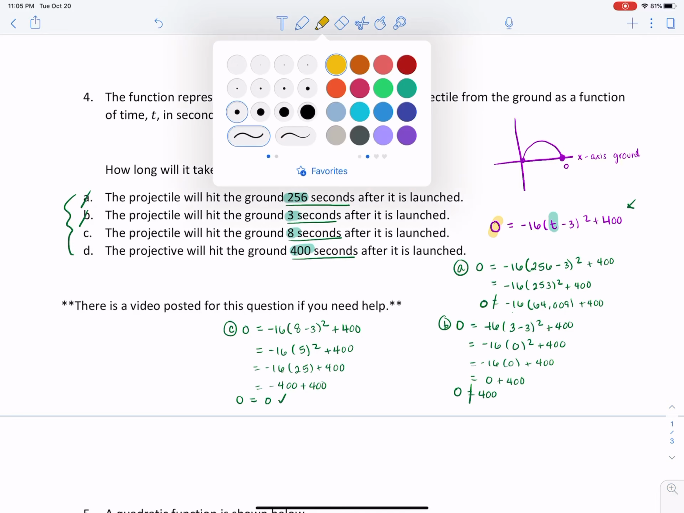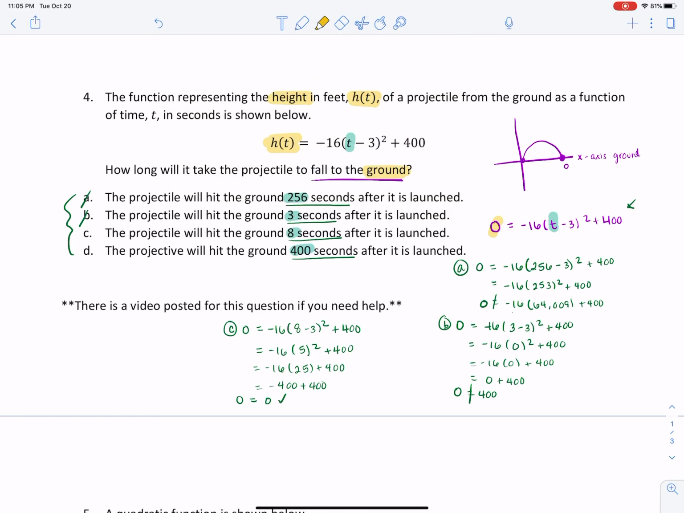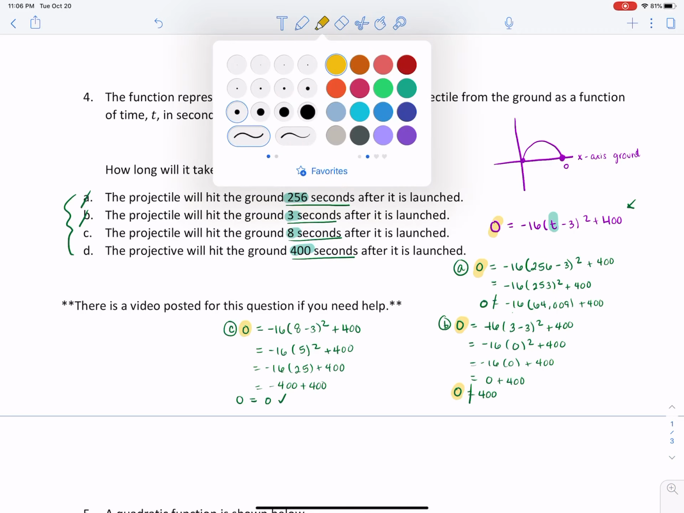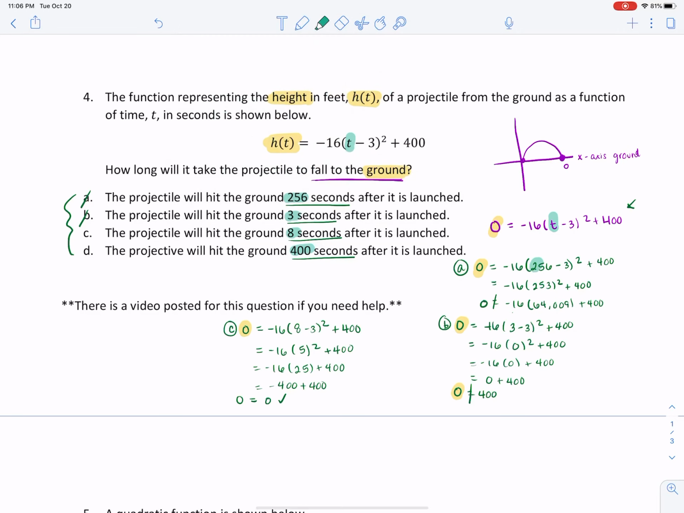So again, just to review, my height is 0. So I plugged it in. And then I used all the answer choices to plug in for t to see which one would make it the same. Okay? So when you're given the height, plug that number in for h, and then test your answer choices to see which one works. C gave me a true statement, so C is the answer.